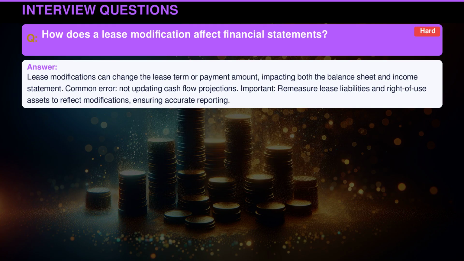Lease modifications can change the lease term or payment amount, impacting both the balance sheet and income statement. Common error: not updating cash flow projections. Important: remeasure lease liabilities and right-of-use assets to reflect modifications, ensuring accurate reporting.